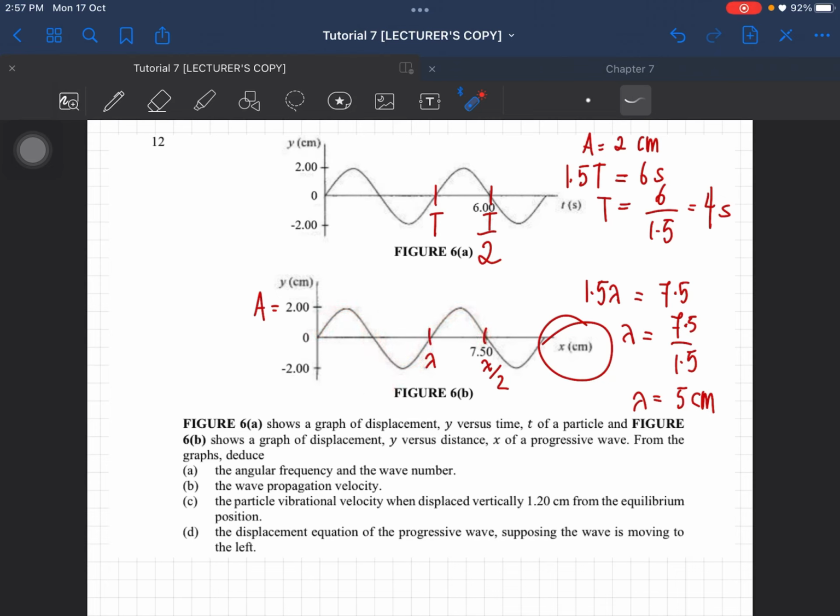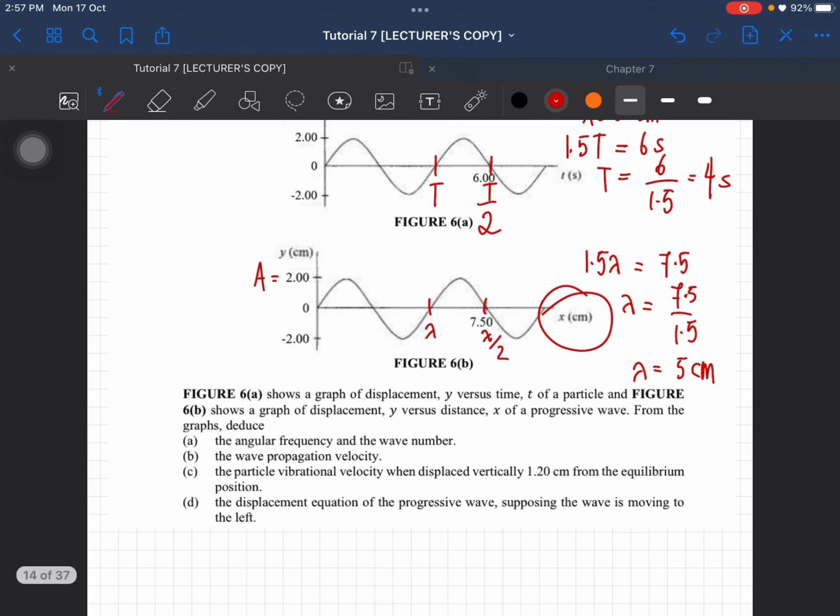From that we can then determine the angular frequency, which is equal to 2 pi over T. T is the one that we've calculated, which is 4. So the angular frequency is equal to 0.5 pi radian per second.